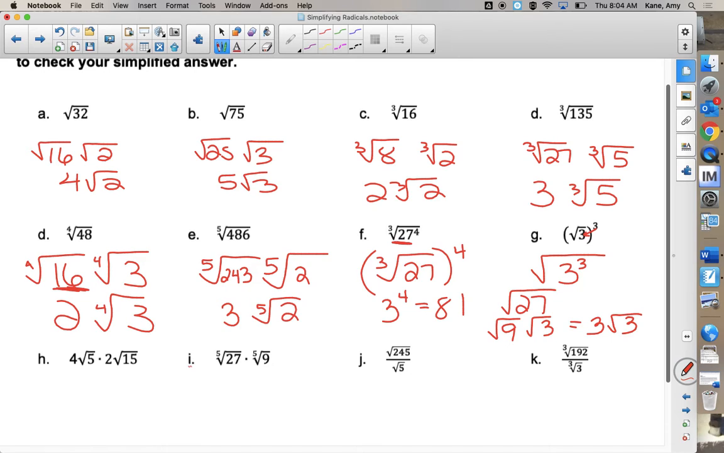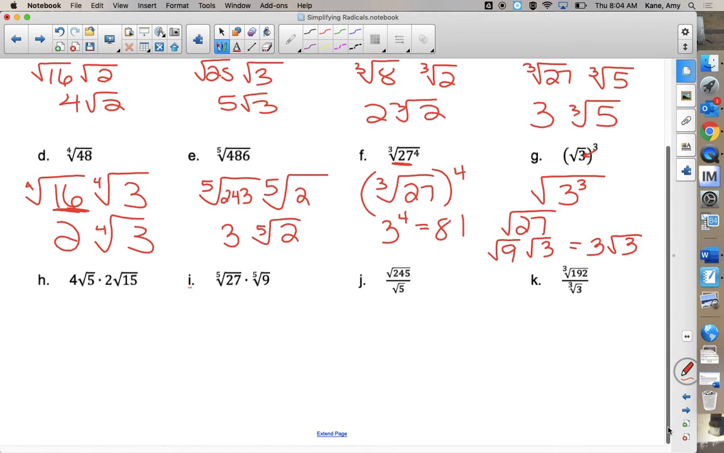Questions? So the bottom four are either the multiplication or the division property. How would you think about letter H? Ava, what do you think you'd do there with letter H? I multiplied 4 and 2.